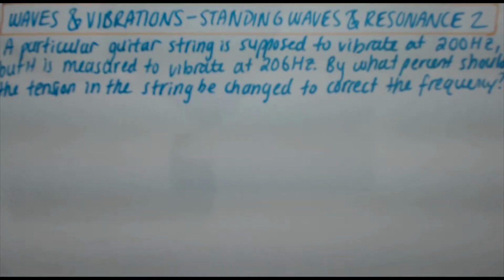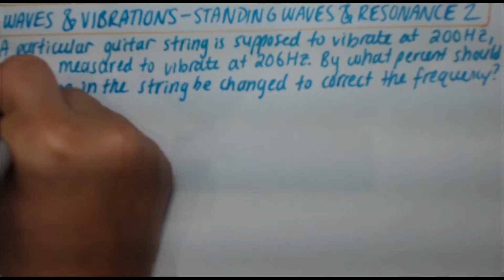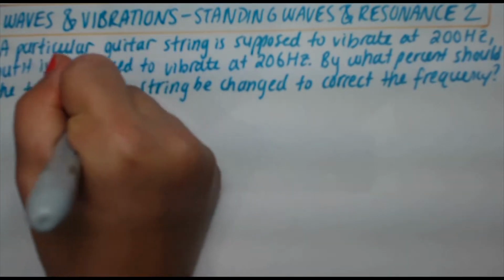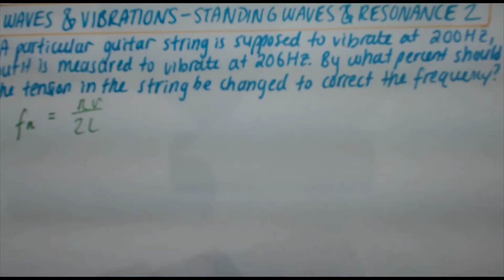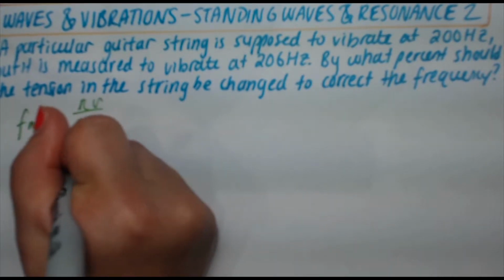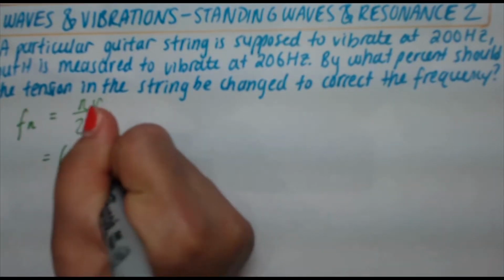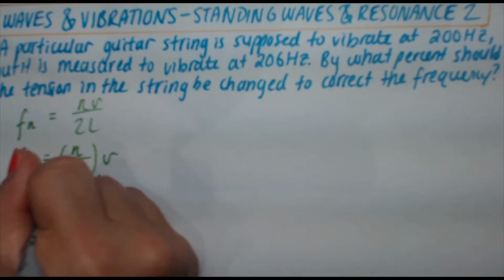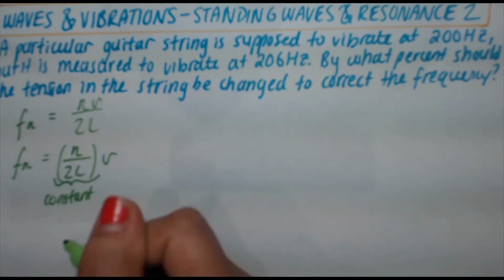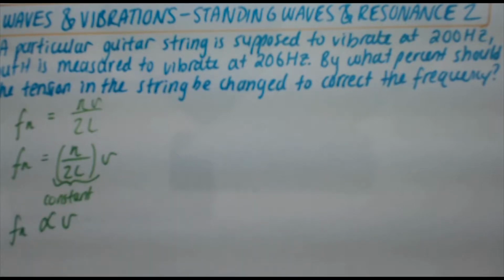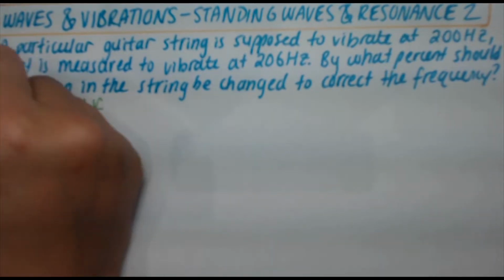Okay, so we're going to start off with the expression for frequency. The frequency of a string is equal to nv over 2L, where L is the length of vibration, v is the speed of the vibration. Now I want to take out the n over 2L because for one vibration, these are constant, right? The speed can always change, but this is constant for the same string. Therefore I can state that the frequency is proportional to the speed on the string. That's the first formula that I want to take a look at.